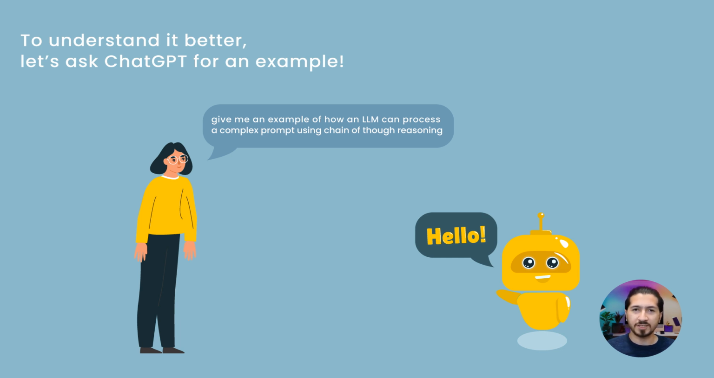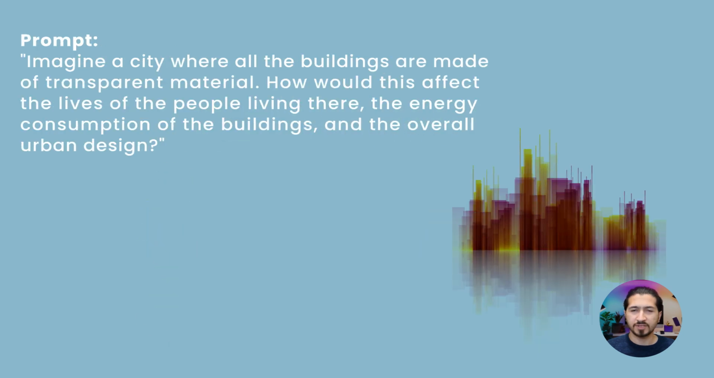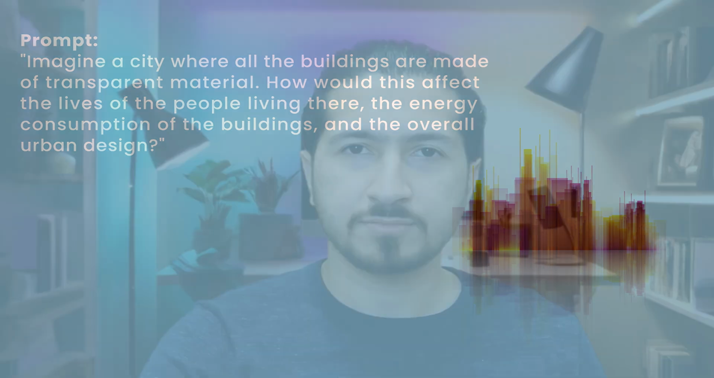So I went ahead and asked ChatGPT, give me an example of how an LLM can process a complex prompt using chain of thought reasoning. This is the response that it provided. So the prompt is, imagine a city where all the buildings are made of transparent material. How would this affect the lives of people living there, the energy consumption of the buildings, and the overall urban design? So this is what would happen in the background.